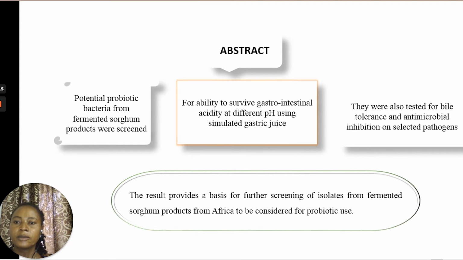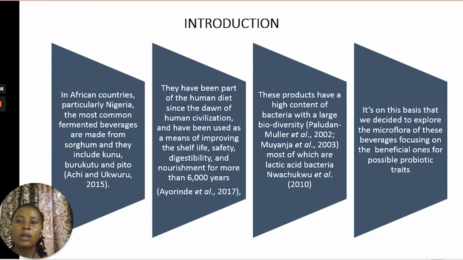These bacteria were isolated from fermented sorghum products and screened for their ability to survive gastrointestinal acidity at different pH using simulated gastric juice. They were also tested for biotolerance and antimicrobial activity. The results here provide the basis for further screening of isolates from these products to be considered for probiotic use.